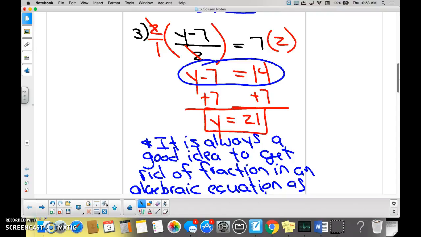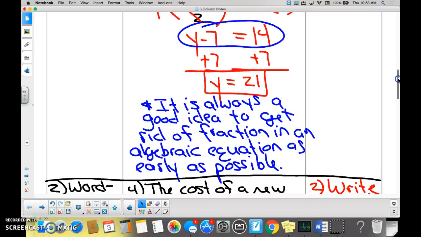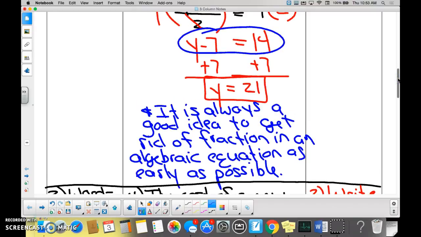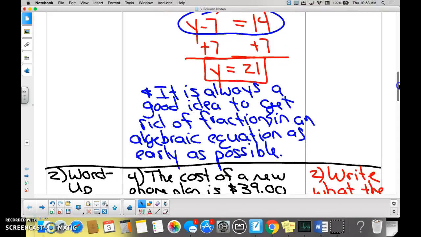Yep. That led us to a rule. It is always a good idea to get rid of fractions in an algebraic equation as early as possible. Make sense? I think that was also our cheat sheet idea.